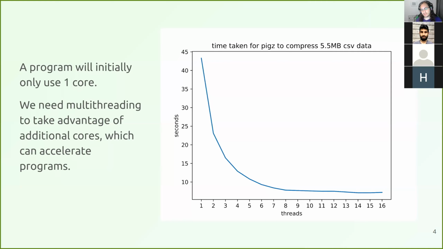Those platforms have different concerns, where they have asymmetrical cores, with some cores that are more powerful and some cores that are less powerful. They have different challenges.